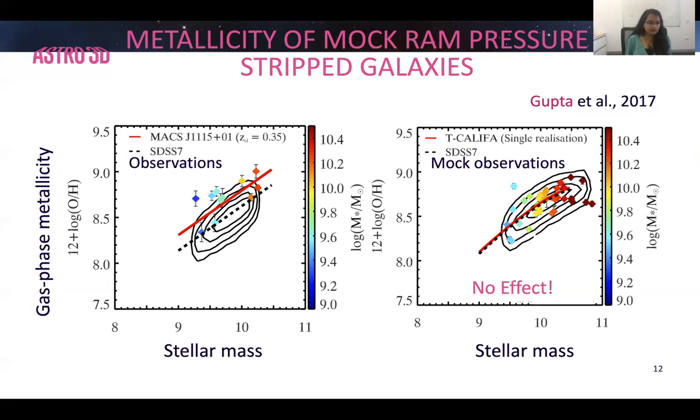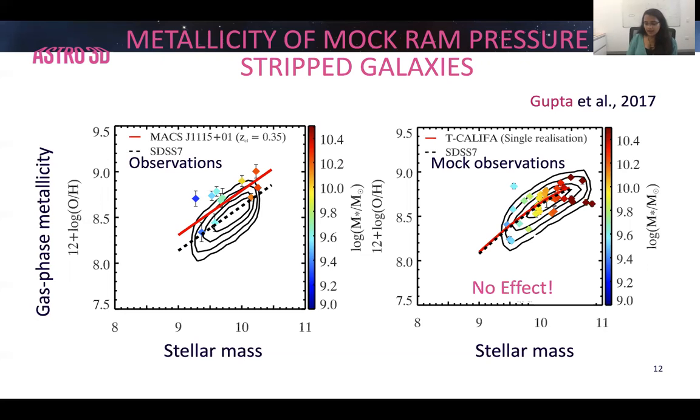Over the years, many physical mechanisms have been proposed. For example, strangulation: the galaxies are forming metals without having inflows of pristine gas in the cluster environment, and that can boost up their metallicities. Or enriched accretion, basically in cluster environments, galaxies are accreting metal-rich gas. But observationally testing these different scenarios is a bit tricky.